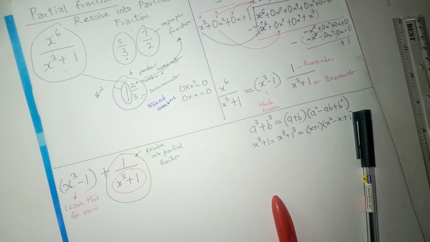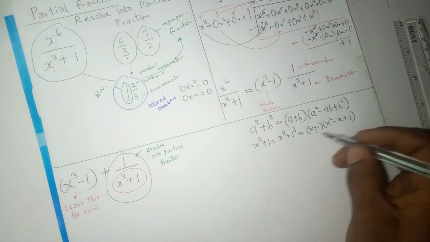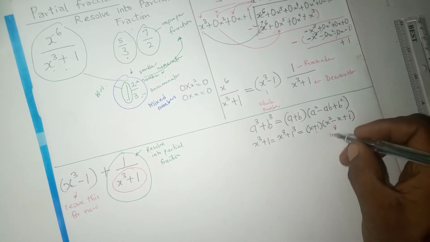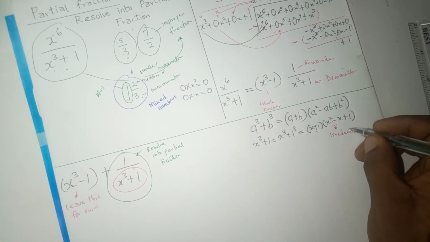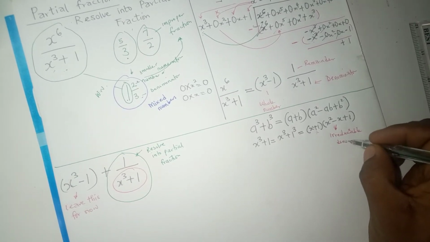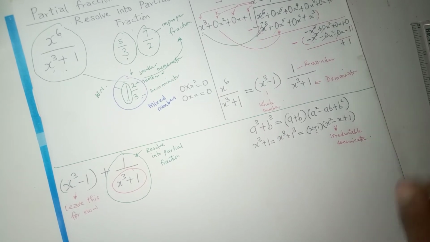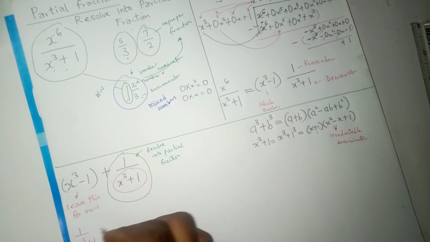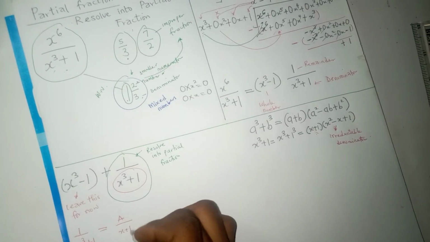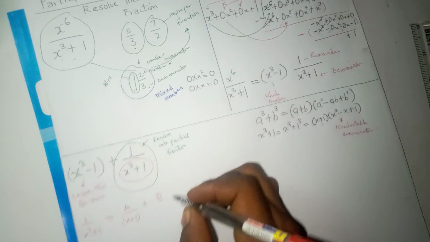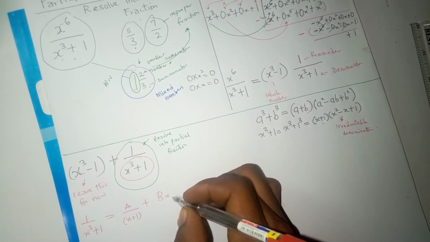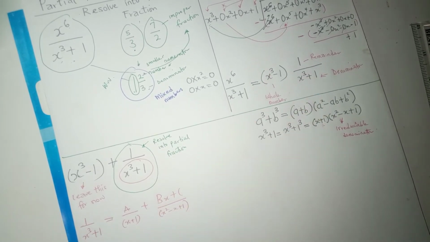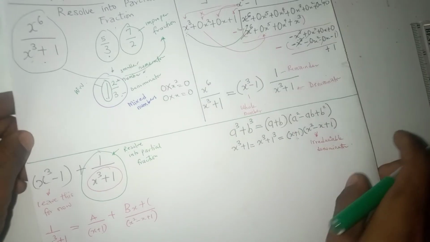Actually, of these two denominators, this particular one is irreducible. So what it will become is 1 over x cubed plus 1 can be resolved as a over x plus 1 plus bx plus c over x squared minus x plus 1. That's what we have.